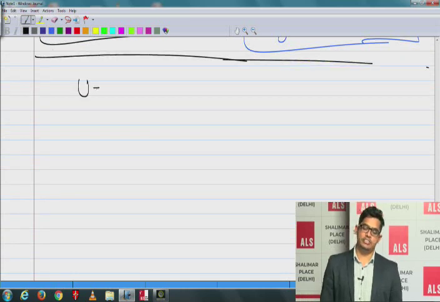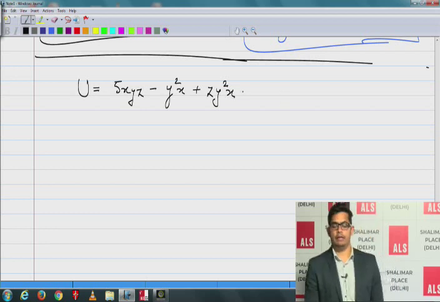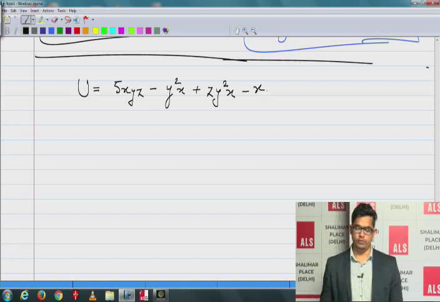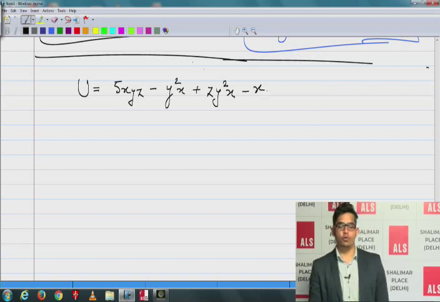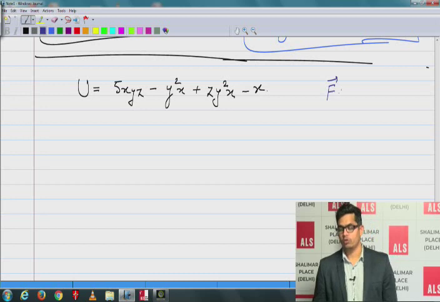Alright. So, let's say the potential energy is given by 5xyz minus y square x plus zy square x minus x. Suppose this is, I am just giving you random values. And from this, we have to find the equation of force. The first question will be done by me.